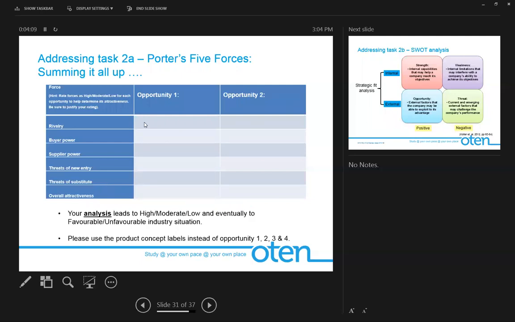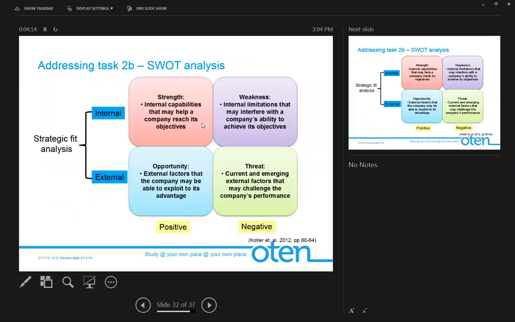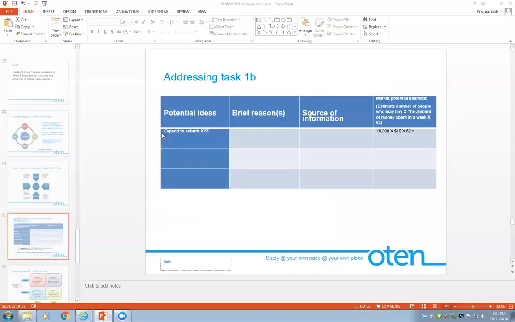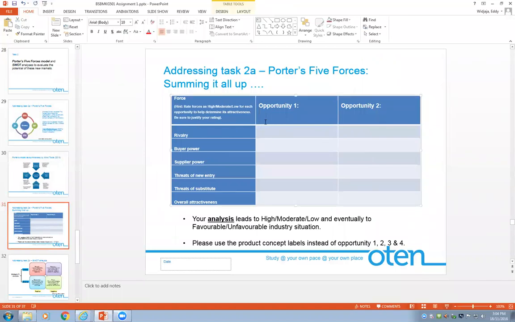You can use high, moderate, and low, but please do your analysis in here. Okay, you can rate them. Let's say we have a 3 rating scale: 1 means low, 2 means moderate, 3 means high. So rivalry is quite high. Okay, so we write it as 3, high, and we show the analysis.